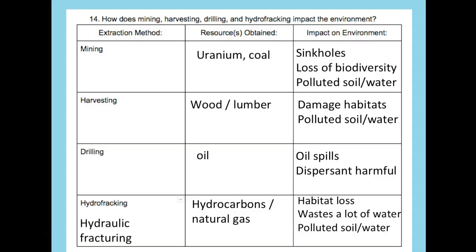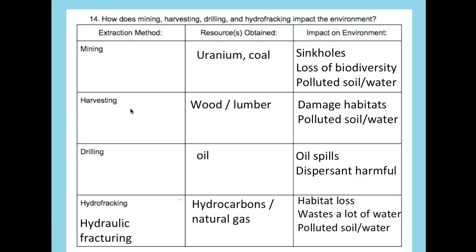Number 14, how does mining, harvesting, drilling, hydrofracking impact the environment? Basically in bad ways. With mining, you're going to be obtaining uranium or coal. To obtain coal, you might use surface mining like strip mining. That can cause sinkholes, loss of biodiversity in habitats, and pollution, particularly of groundwater. Harvesting wood or lumber, like for biomass, can cause lots of damage to ecosystems and habitats, also reducing biodiversity.